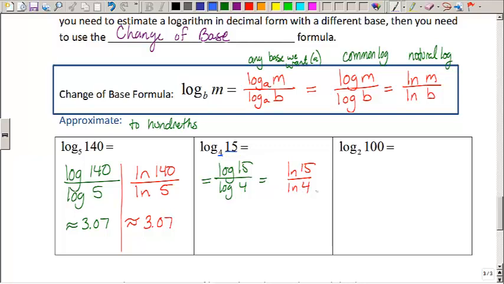That is not mathematically sound. That's just a mnemonic device to help me remember which one goes in the numerator and which one goes in the denominator.